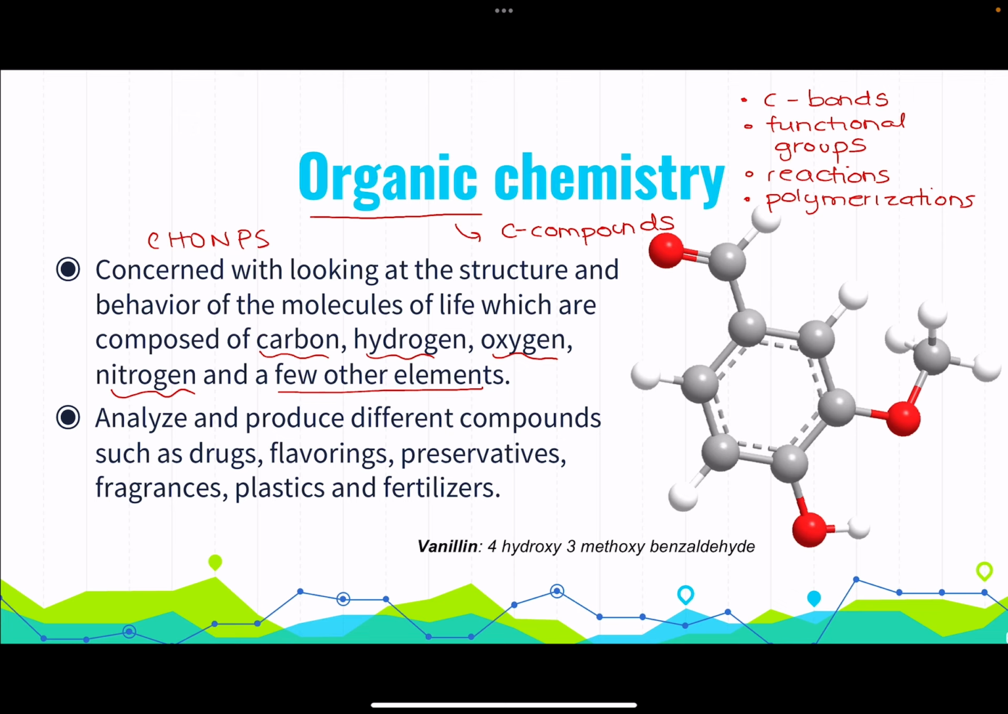I have the example here. This molecule is vanillin, the actual molecule of vanilla. And this is something that we learn also in organic chemistry. We learn how to name organic compounds. So we also deal with nomenclature.